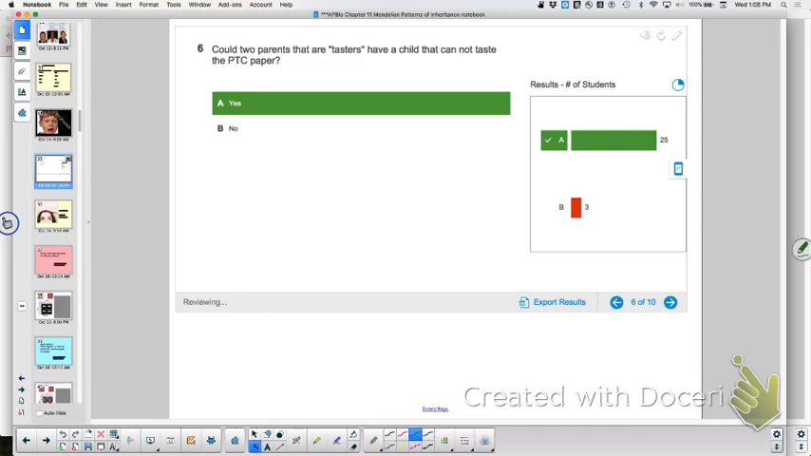Double big T or a... Okay, so big T anything and you're a taster, yes? Yeah. So you could have two tasting parents that are this. I don't care what the second letter is, do I? If it's a big T, they're still a taster. If it's a little t, they're still a taster, right?